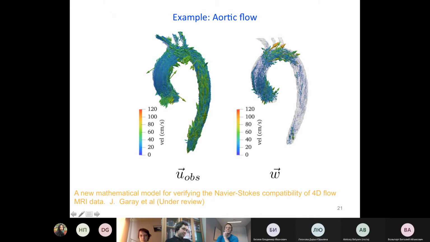So you see that in the descending aorta, even though it looks a bit tricky, we get a very small value for this corrective field, which suggests that in general the measurements here are pretty correct. So this is actually real. We can really trust our flow measurements. And here we get quite large values of this W in the aortic arc and in the part close to the heart.